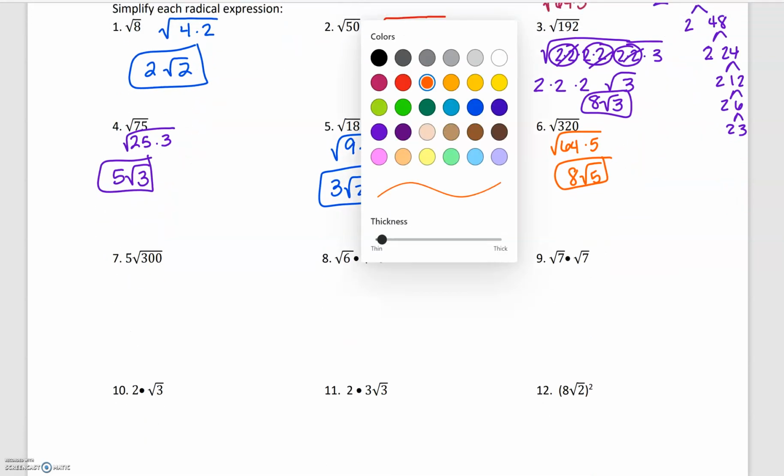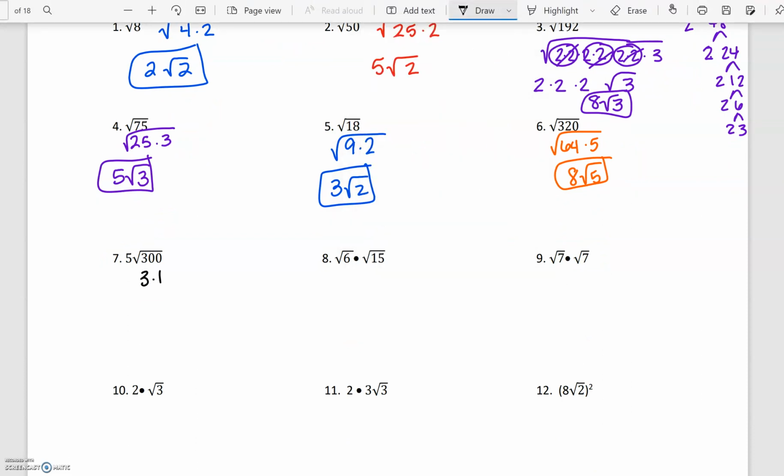300, we would get 100 times 3. And so the 100 gets to come out as a 10, and the 3 has to stay home. And then again, we multiply. If there's already a number out front, we multiply by what comes out. So 50 square root 3.